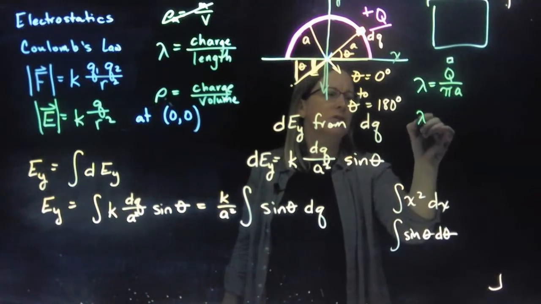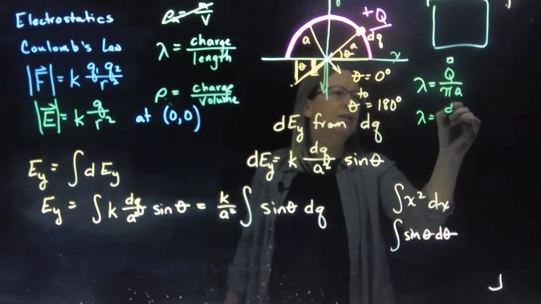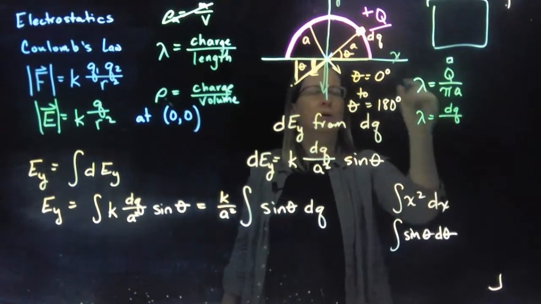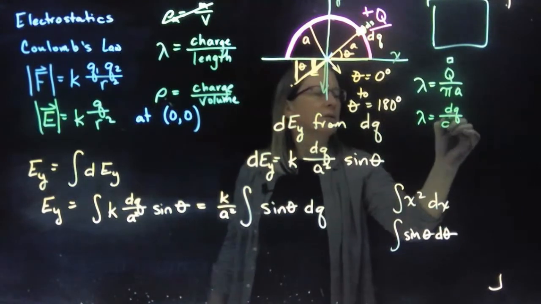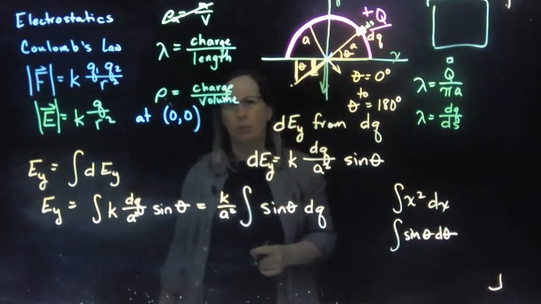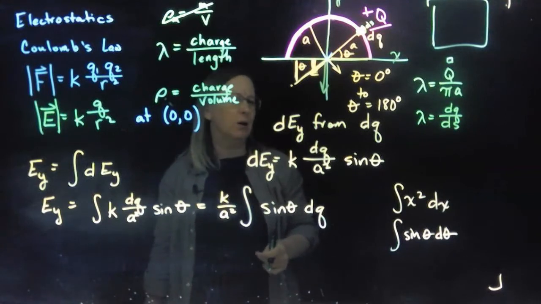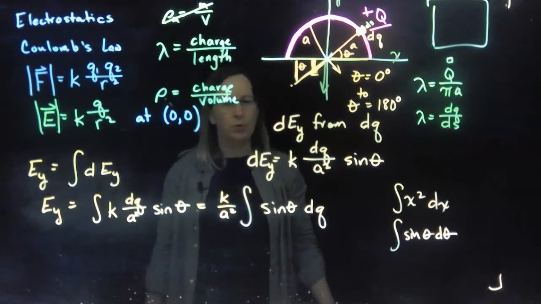Or I could say this charge is equal to dq over some little tiny arc length here. We'll call it ds. I know you're like, well, that didn't help much. I got a dq, and then I've got some other stuff, and you threw in some extra Greek letters.